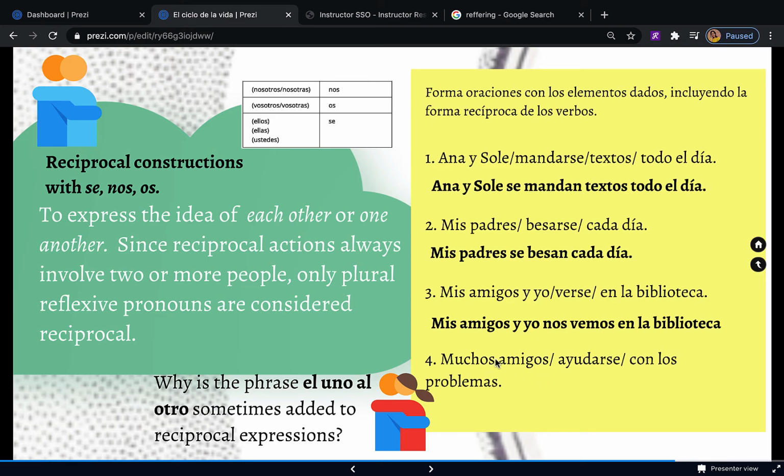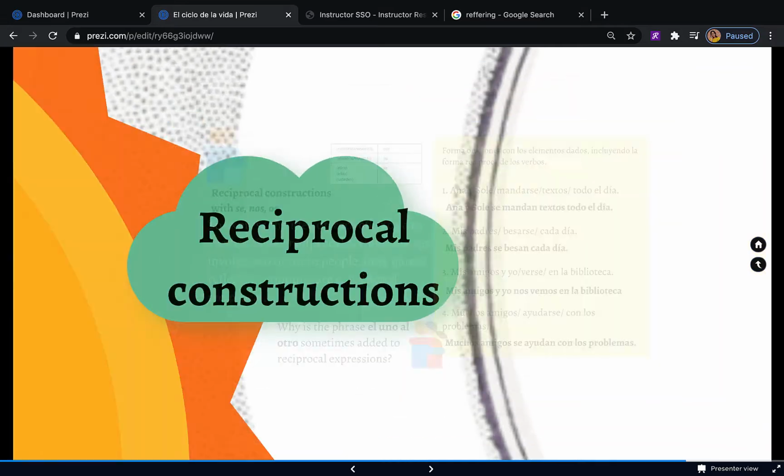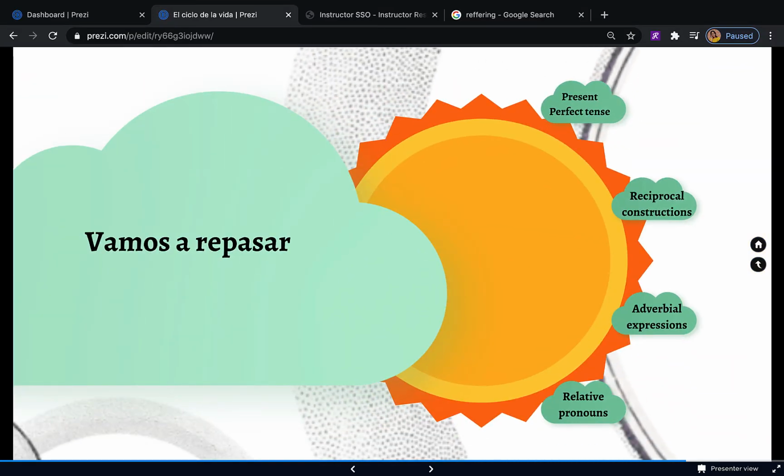Muchos amigos, many friends, they, right? Ellos. Ayudarse con los problemas. Muchos amigos se ayudan con los problemas. Excelente. And remember, if you feel like you need more, then try to go back to those lessons.